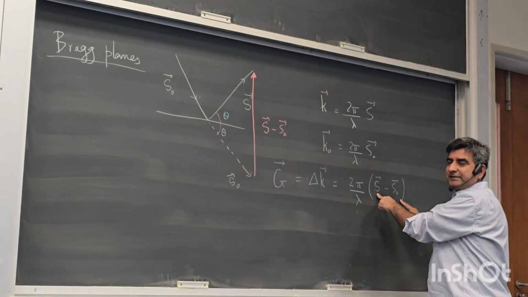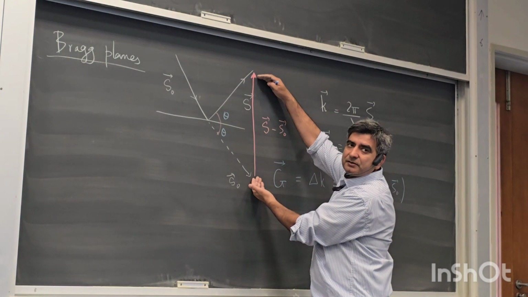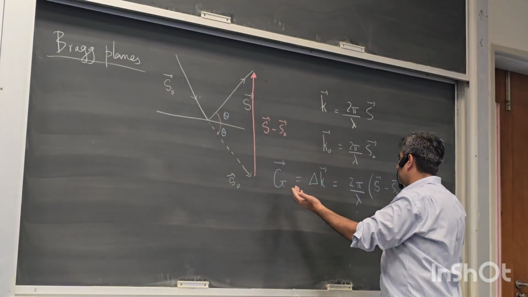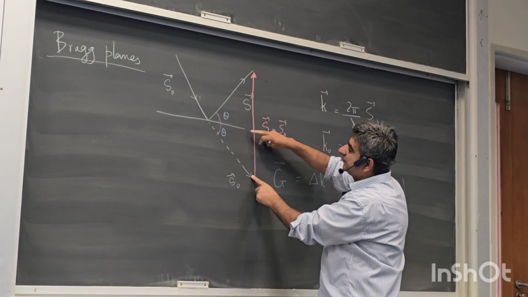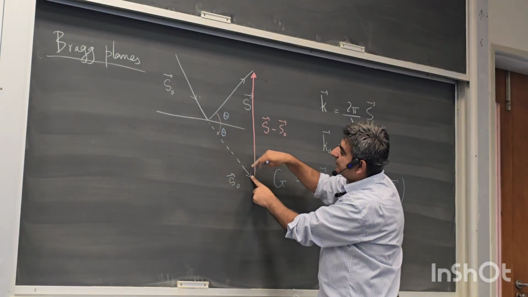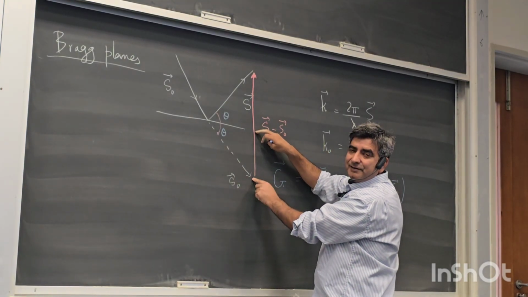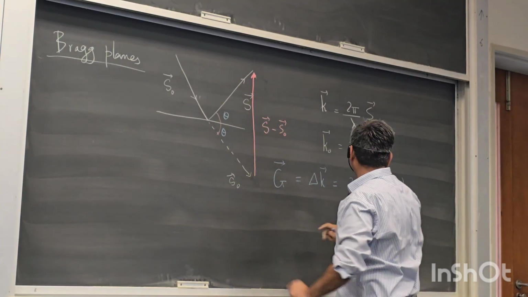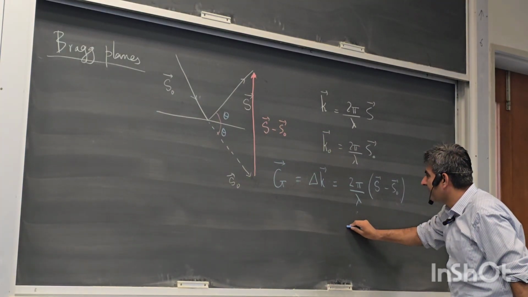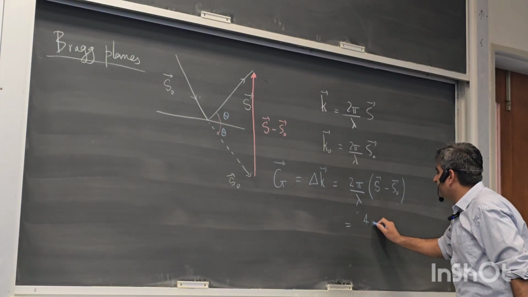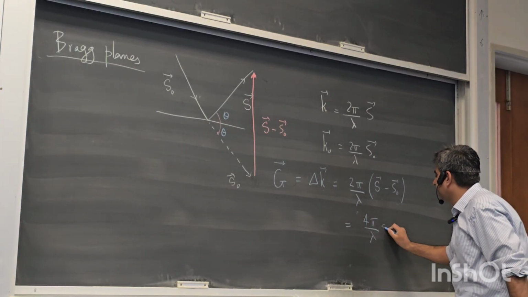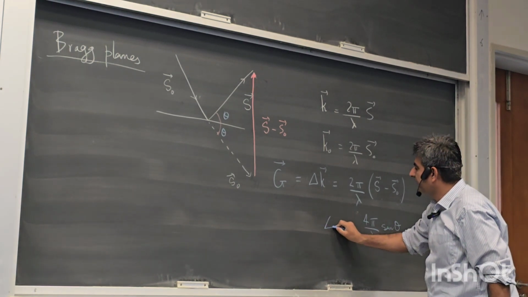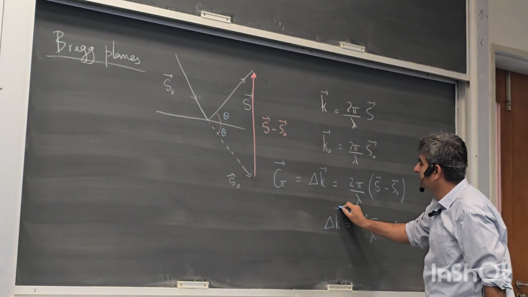Let's see what s minus s naught is, the length of this vector, right? And these are unit vectors. So this length is 1, so this is 2 sine theta. This is sine theta, this is sine theta, because this length is 1. So this is 2 sine theta. So I will get 4 pi over lambda sine theta, right? So this is my delta k.